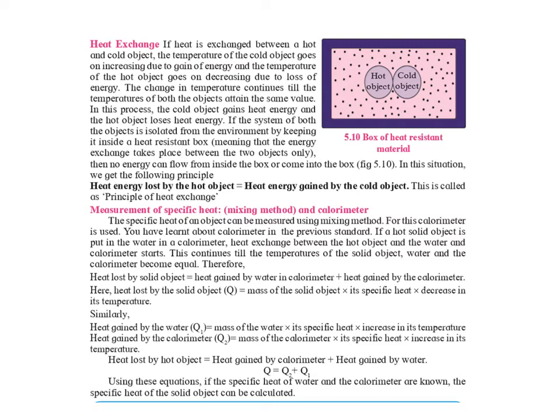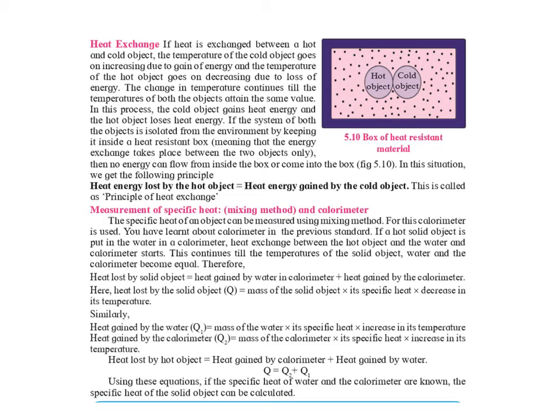A calorimeter is a wooden box inside which you have an insulated substance. Inside that you have a metal container, and inside that you have a stirrer, and you cover it. So suppose in that calorimeter we take a hot solid object and put it inside the calorimeter water.